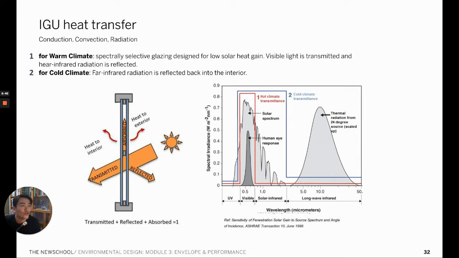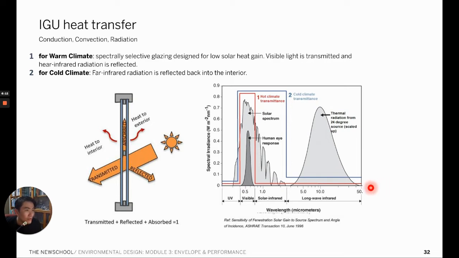For the warm climate, let's look at this light spectrum and target entrance value for the light spectrum. For the warm climate, we want to reject as much of the solar infrared portion of the light spectrum as possible. Therefore, only this portion is where we want the light to enter through the window.